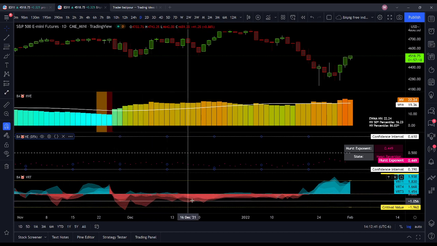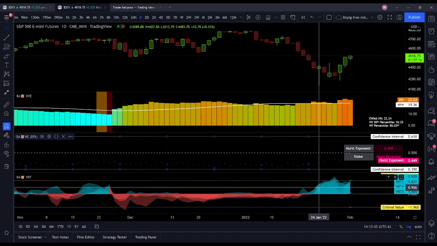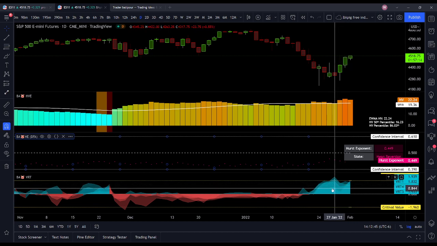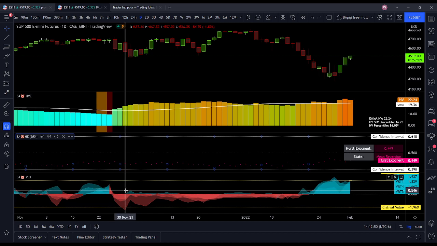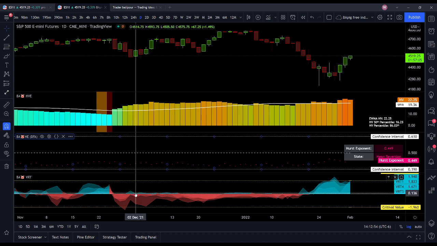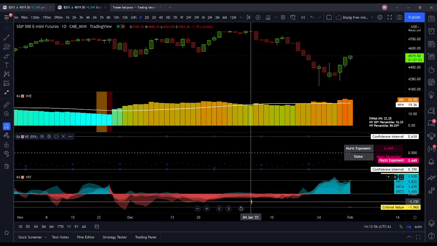So when the indicator's blue, the market is trending, and when you see the indicator as red, the market is mean reverting. During the periods of blue on the VRT, you're going to see higher volatility, and during periods of red, you're going to see lower volatility, or you'll see adjacent volatility where you see large returns followed by smaller returns and things along those lines.